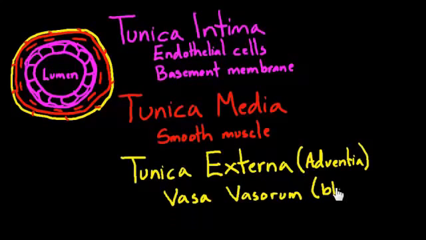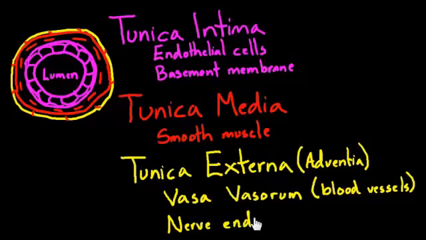So the tunica externa has the blood vessels, and it also has nerve endings. And I'm not going to actually draw that in because it would be kind of hard to show that, but nerve endings actually can be in that layer, in that tunica externa layer. So you've got 3 layers. Each of them has some pretty cool things in them.